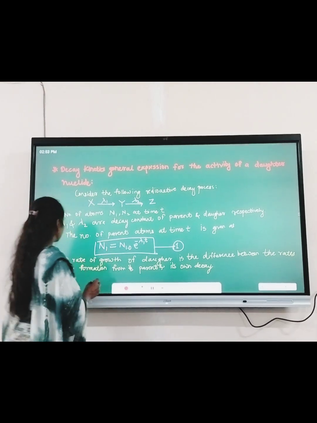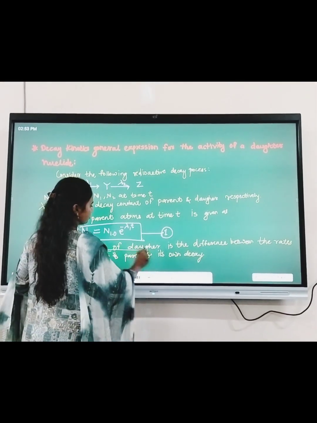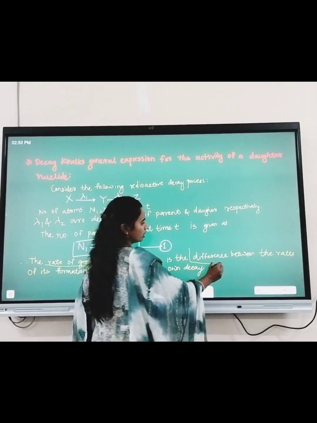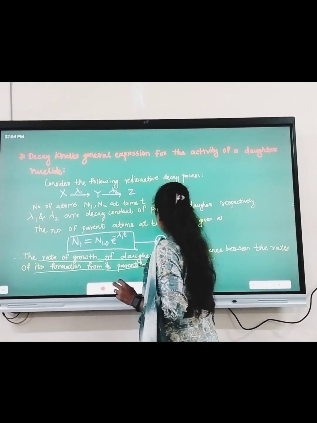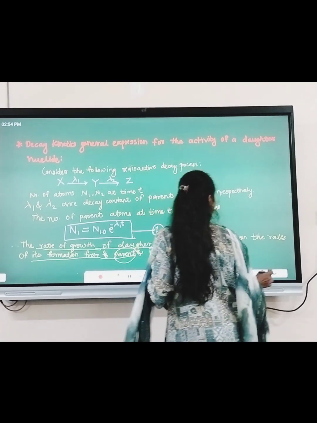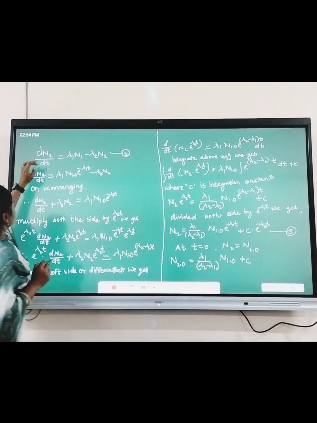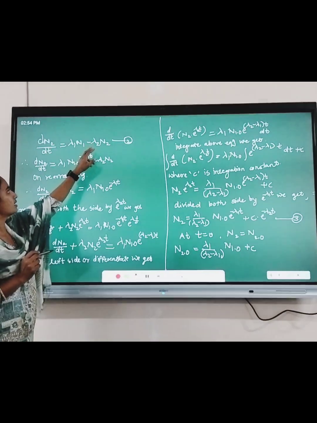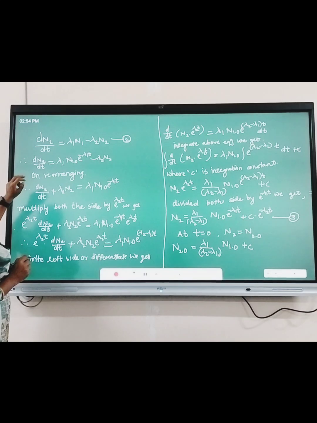The rate of growth of the daughter is the difference between the rate of formation from its parent and its own decay. So we have the equation dN2 divided by dt is equal to lambda 1 capital N1 minus lambda 2 N2. This is equation number 2.